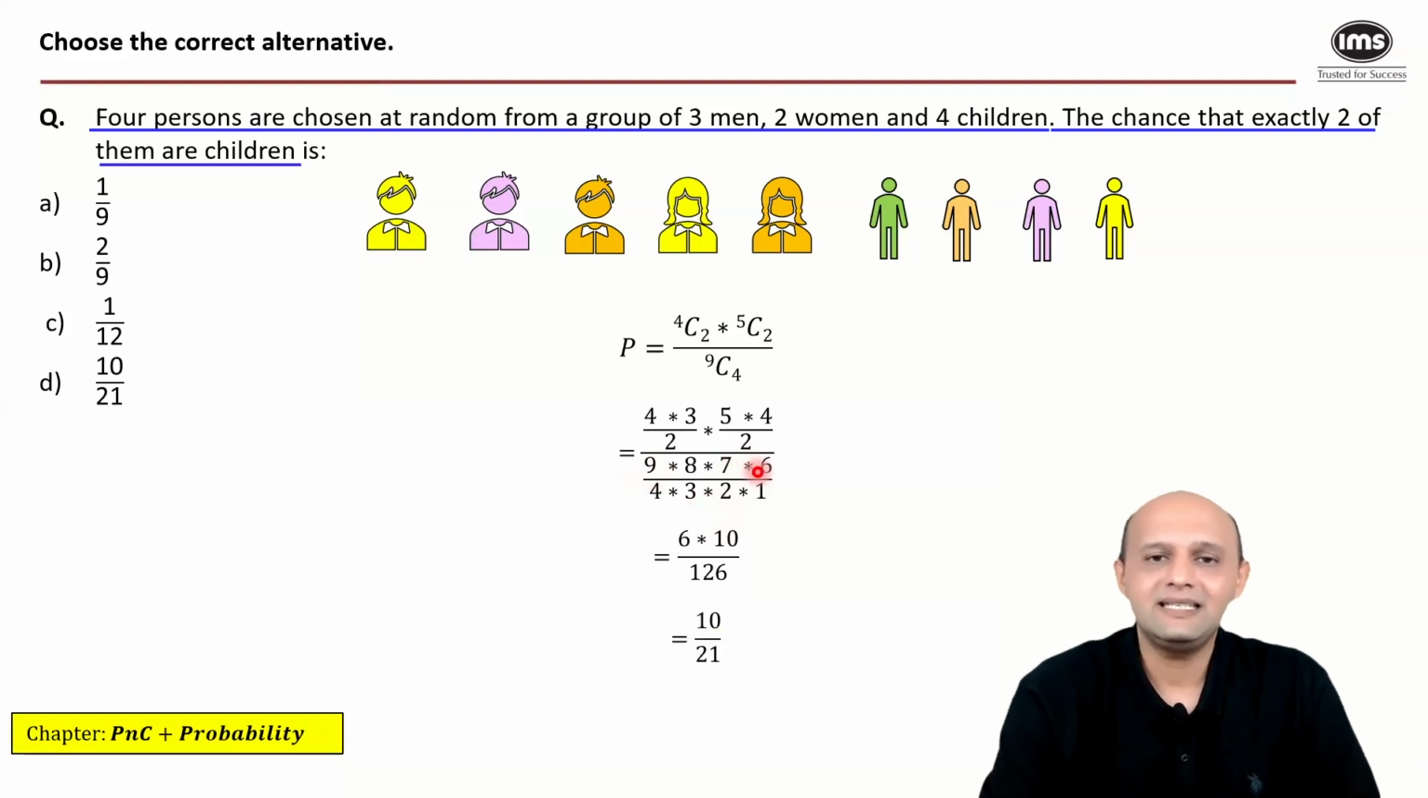So you have 60 by 126, which is the ratio. And if you reduce it to the lowest form, you get 10 by 21. Okay, so what's the answer to this question? The answer is option D.